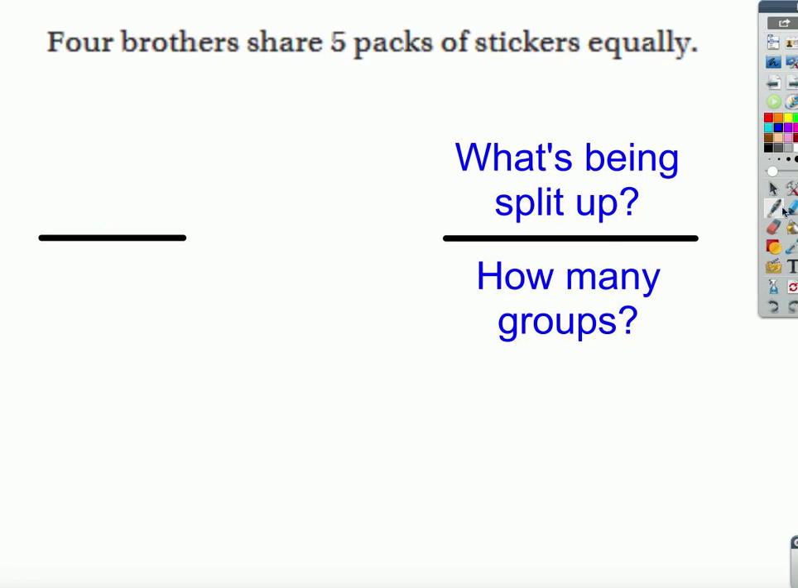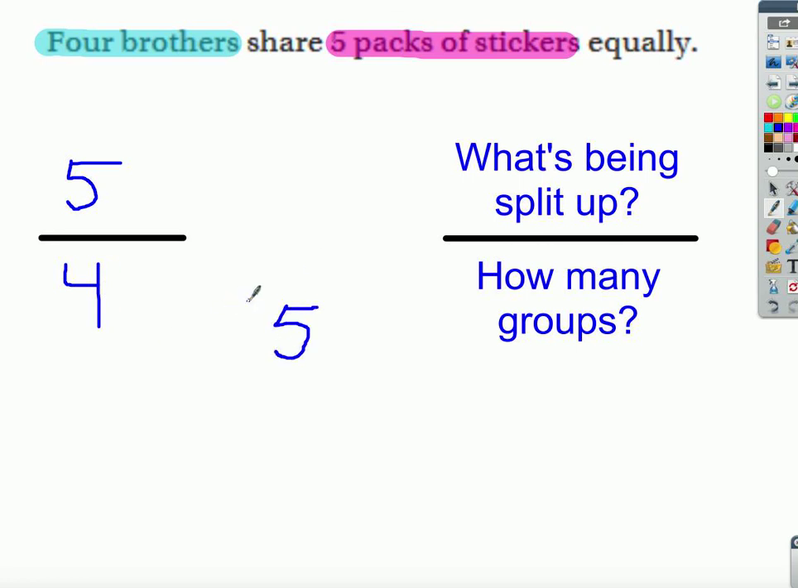And then the last one here, 4 brothers share 5 packs of stickers equally. Alright, so what's being split up? Well, in this case, it looks like it's the 5 packs of stickers that are being split up, so that goes on the top. And then how many groups do we have? Well, it looks like there's 4 groups because 4 brothers are sharing it, and that goes on the bottom. Now this time we have an improper fraction, so we divide it. 5 divided by 4. And 4 goes into 5 once, with what looks like 1 left over. So our final answer would be each brother would get 1 1/4 packs of stickers.